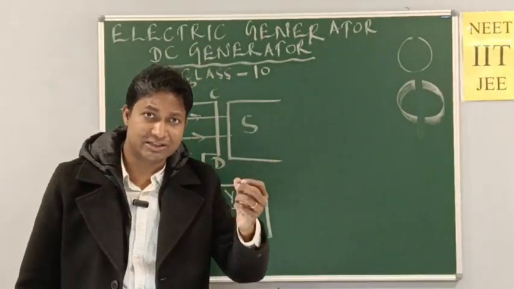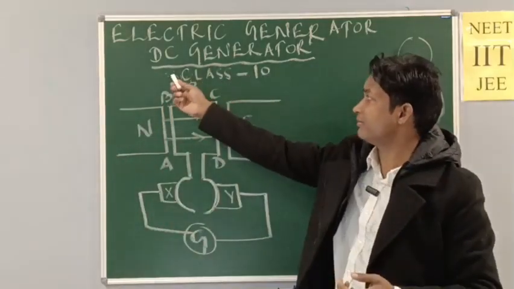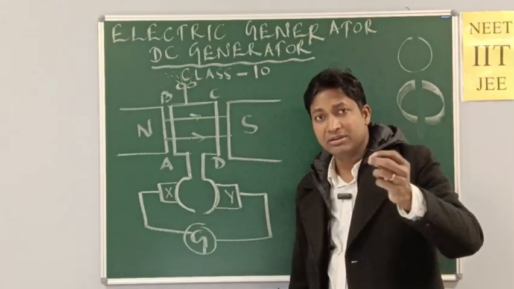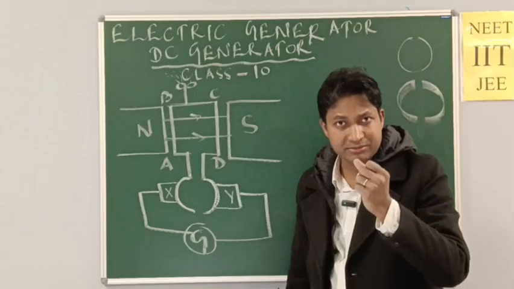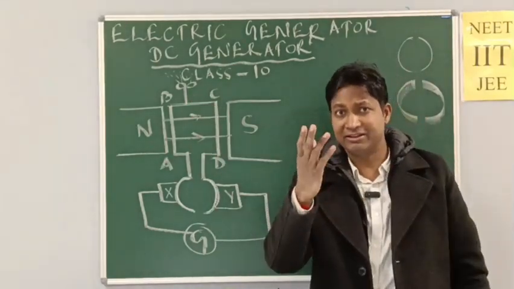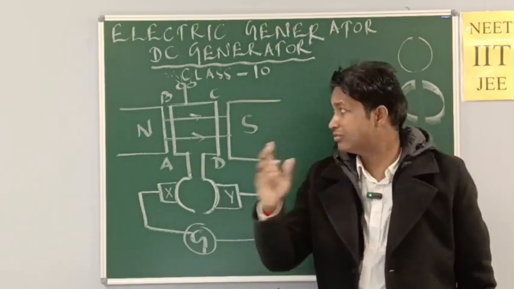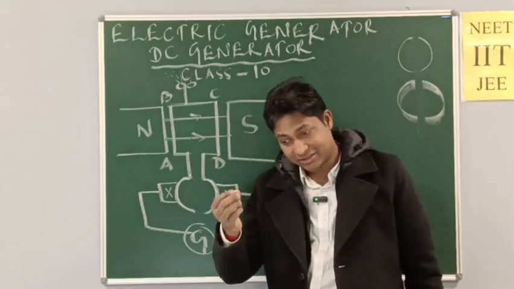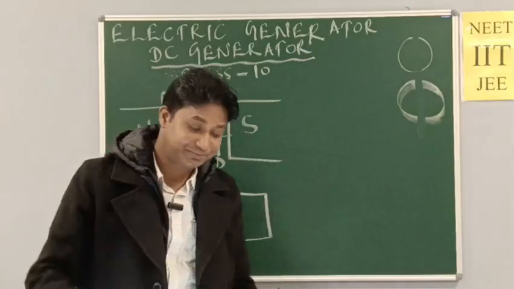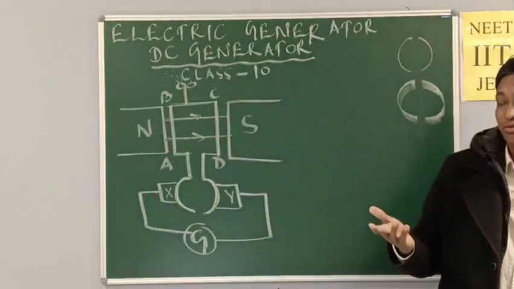Suppose, for example, we are sending steam. Then the energy of the steam goes to the turbine. If the turbine gets energy, then the turbine will rotate. If the turbine rotates, then this coil will also rotate, and we want the coil to rotate. So when will the coil rotate? Very good question.